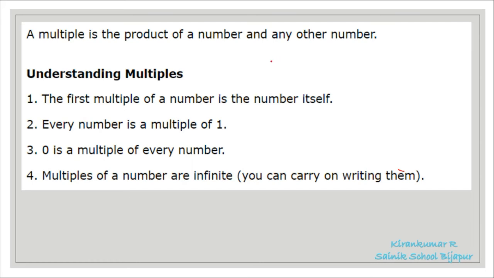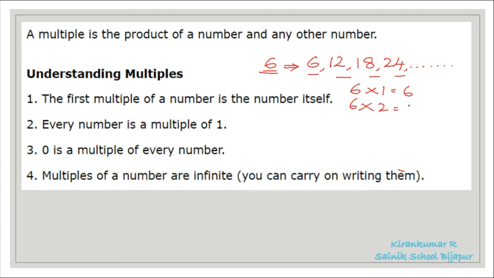If you consider a number, say 6, the multiples of 6 are 6, 12, 18, 24 and so on. These numbers are obtained by multiplying 6 with 1, 6 with 2, 6 with 3 and so on. There are few properties you must remember. We shall discuss the properties one by one.